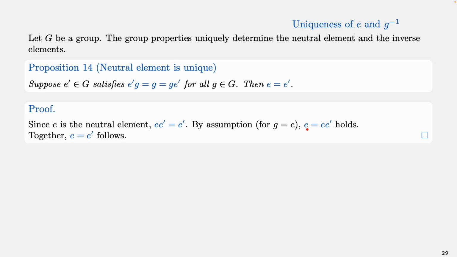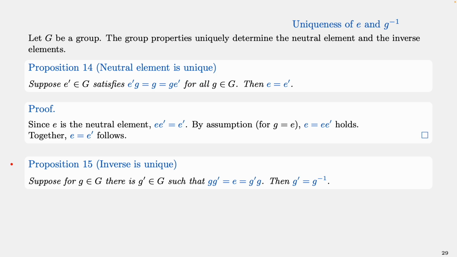So we get E is equal to E times E prime, but here we just had that E times E prime is E prime. So if we take this equation and this equation together, we find that E is equal to E prime. This may seem very trivial, but you have to think about it carefully, and you really have to use the group properties and the properties of the neutral element to come to this conclusion.